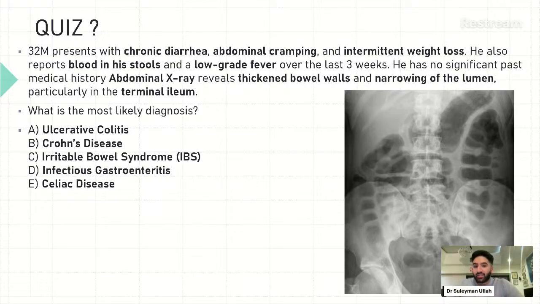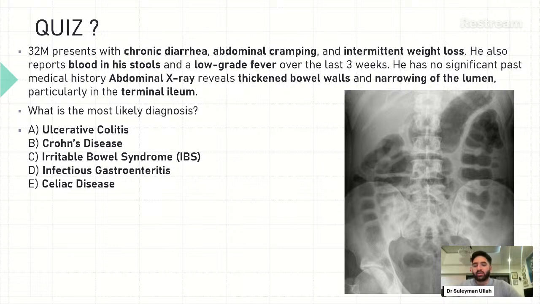The way we can differentiate this is from one point. UC tends to only affect the colon. We've got particular findings suggested in the terminal ileum, so that would point away from UC. Crohn's is a disease which affects all parts of the upper GI and lower GI tract, all the way from mouth all the way to rectum and anus. But one of the classical key areas it affects is the terminal ileum.